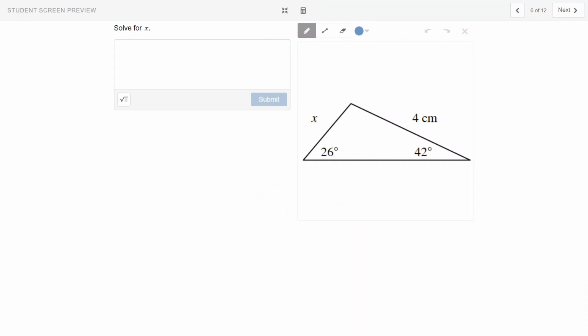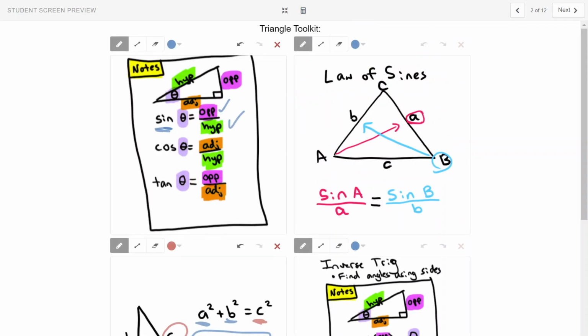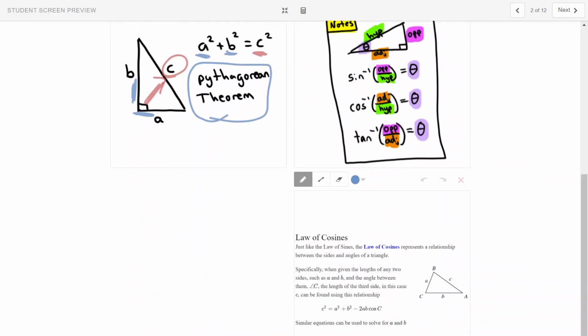Okay. First thing to notice, is it a right triangle? It's not. If you're not sure, you could find this missing one by doing 180 minus these other two, and you can tell it's not 90. So this is not a right triangle, so we can't use some of our formulas. In a non-right triangle, all we have to consider are the law of sines or the law of cosines. Those are the only ones that we can consider.